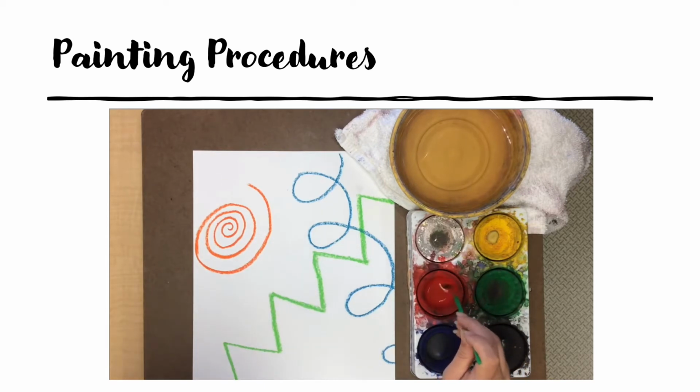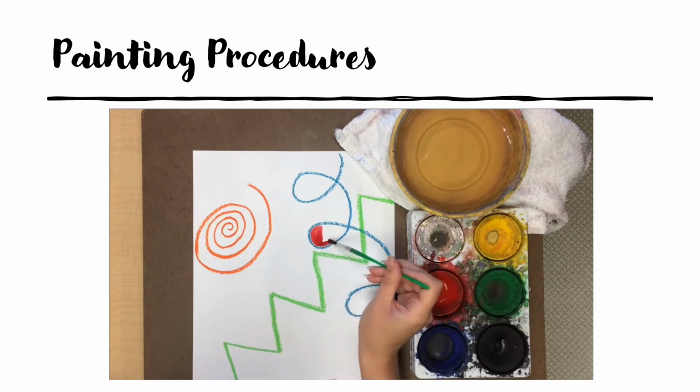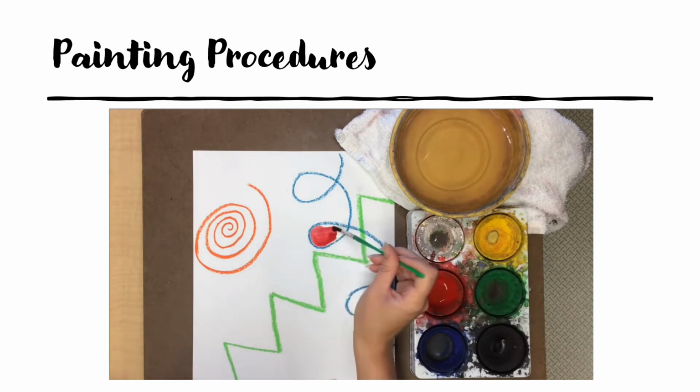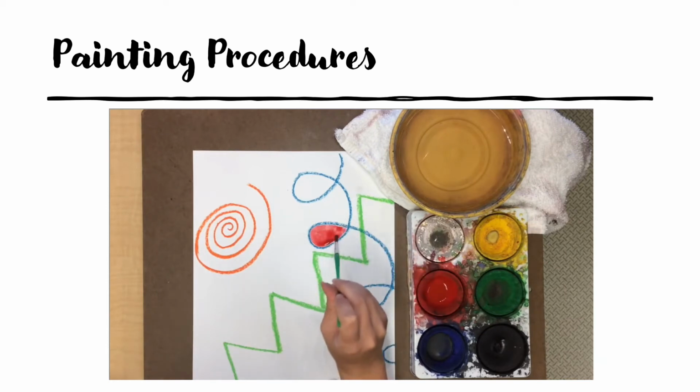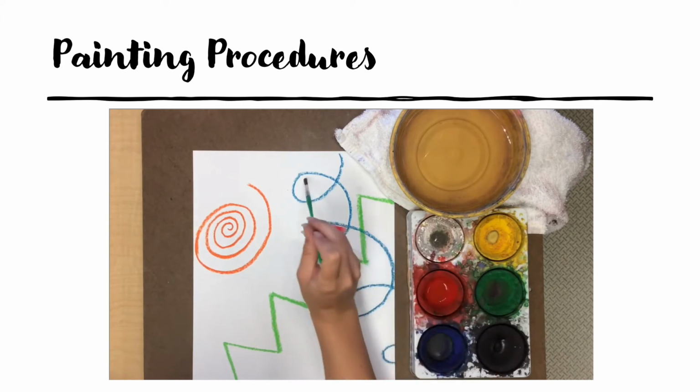Just gentle. Now, after you have gently tickled the paint, we can take our red color and we can start painting wherever we want that color to go. I think I'm going to paint inside my loop-de-loop line. If I run out of paint, I can just get more.